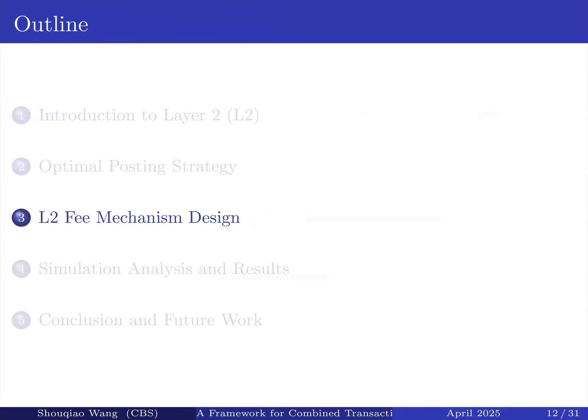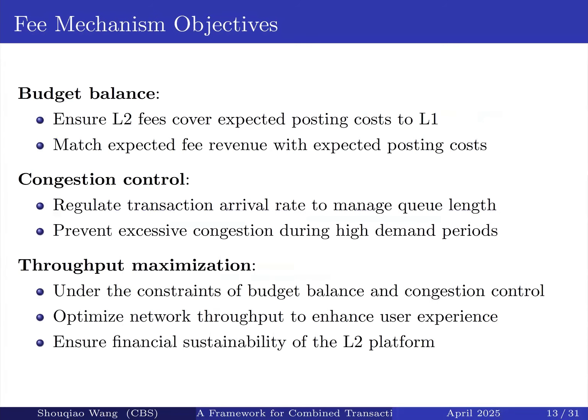Now let's turn to the L2 fee mechanism design. So our fee mechanism has three objectives. The first objective is budget balance, ensuring L2 fees cover expected costs onto L1. The second one is congestion control, regulating transaction arrival rates to manage queue length and prevent excessive congestion when demand spikes. Given these two objectives, we want to maximize our L2 throughput.